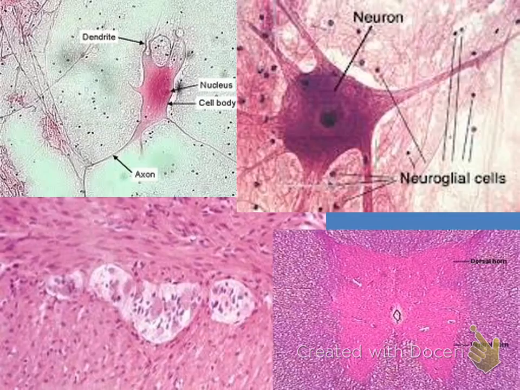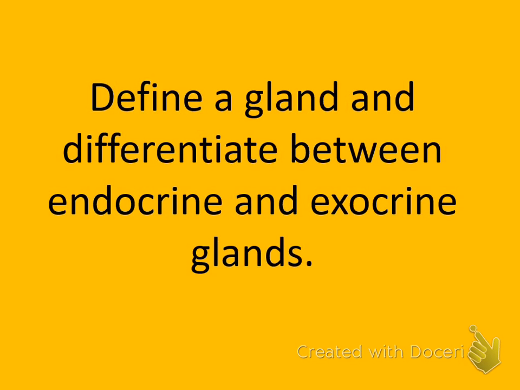Really cool stuff. We have the spinal cord, which brings information from the feet to the brain and then back down again, and in a lot of different ways. Now, we have glands in our body, and there are two basic types of glands. We have endocrine glands and exocrine glands.